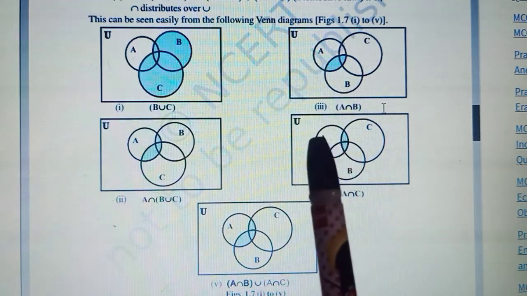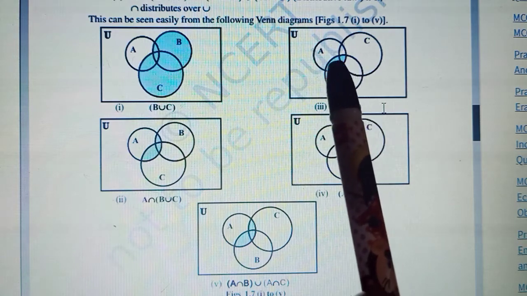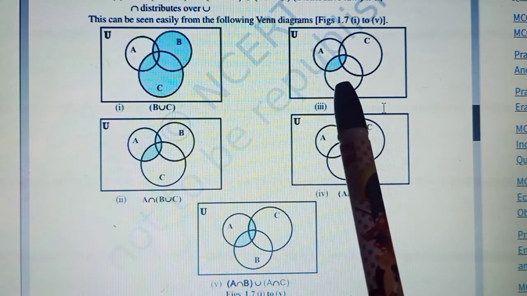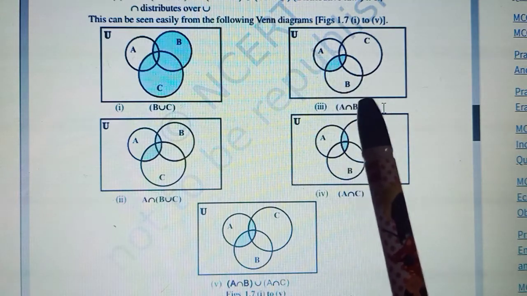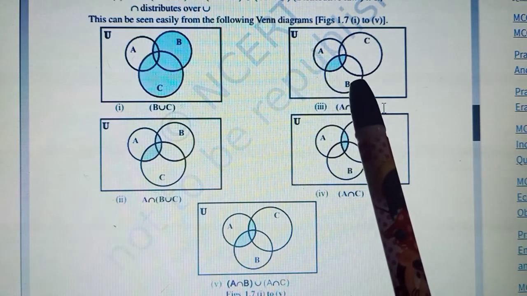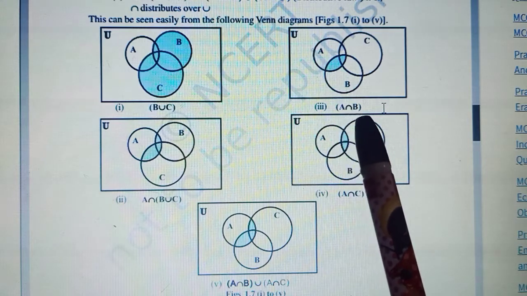The next one, as you see out here, this portion is common to A as well as to B. This circle is A, this is B. The shaded portion is falling in A as well as B. So it is common, so it is the intersection, A intersection B.